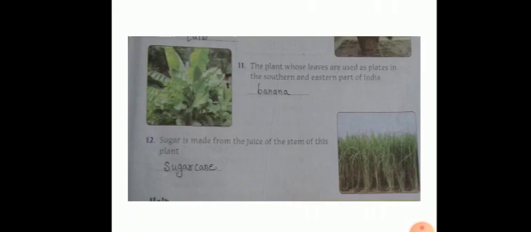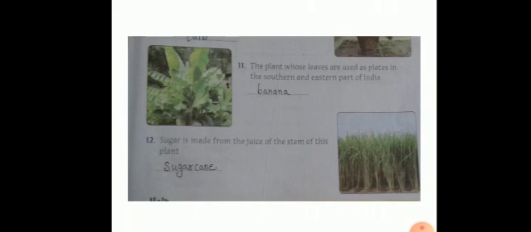See the 11th one now. The plant whose leaves are used as plates in the southern and eastern part of India. What is the answer here? Banana. Yes, it means the banana leaf is the leaf of the banana plant which may produce up to 40 leaves in a growing cycle. Understood?